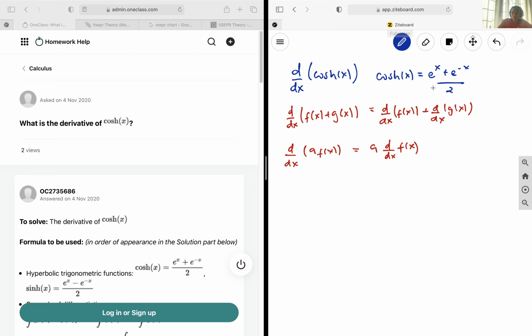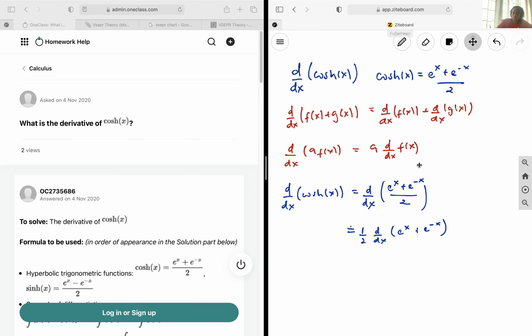So we begin by rewriting it. So d over dx of this is going to be d over dx of what it is equal to, so e to the x plus e to the minus x over 2. Let's go ahead and use this rule to pull out the 1 over 2. So it becomes 1 over 2 d over dx of e to the x plus e to the minus x. And we're going to use this rule to separate them into 2.